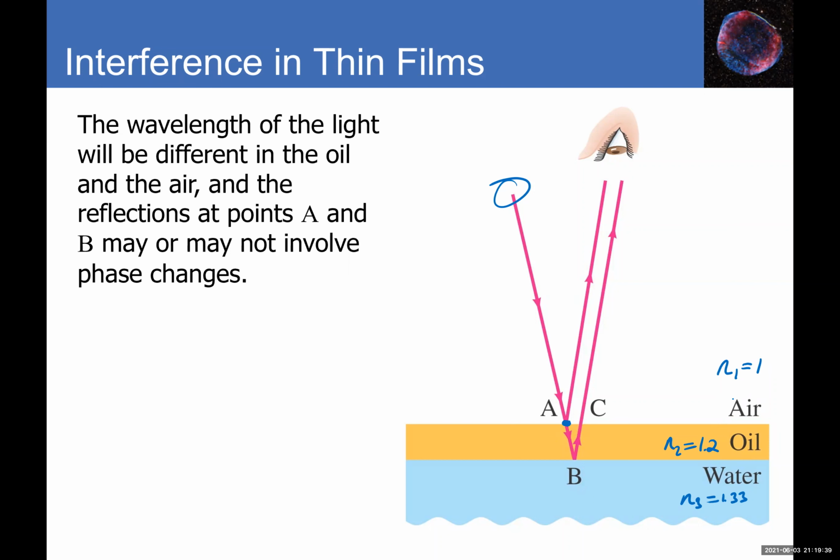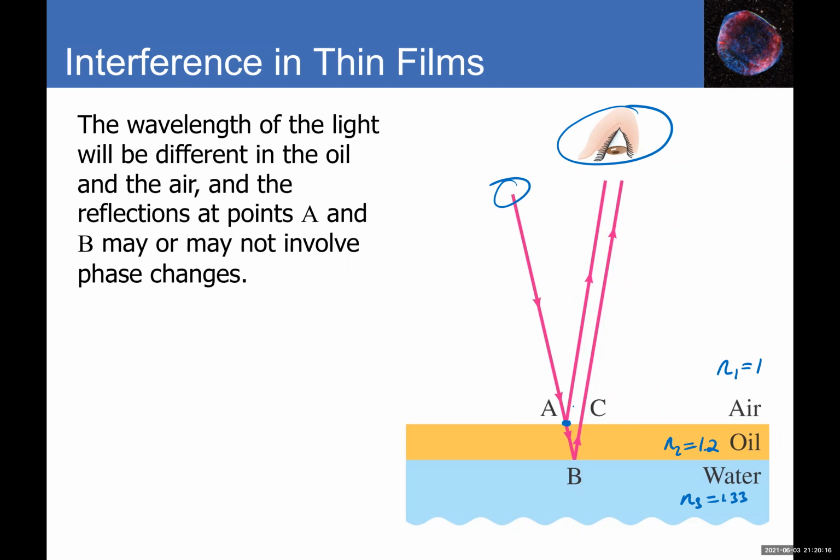Now, one thing we have is that you get two different reflections. One is at point A, where a light ray traveling from air is incident at point A. Then some of the light will be reflected. That's this light over here, the reflected light at point A. But then some will refract, because what you have is oil, right? Some will refract.